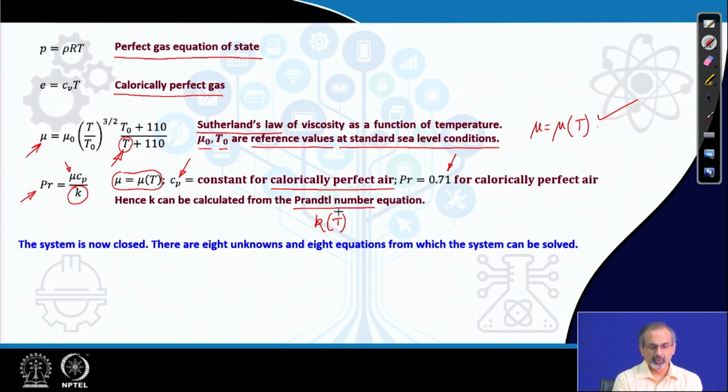So, now that you have 4 more relations, your system of equations is now closed. There are 8 unknowns and 8 supporting equations which can now be used for solving for the flow field.